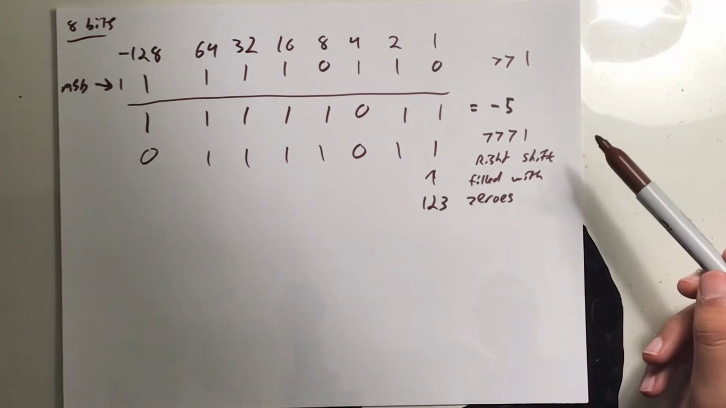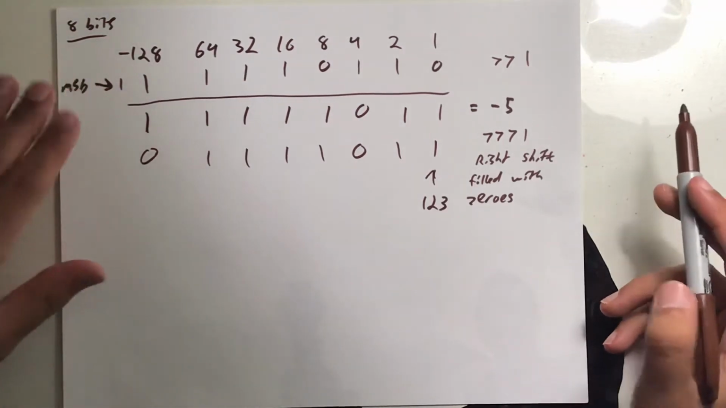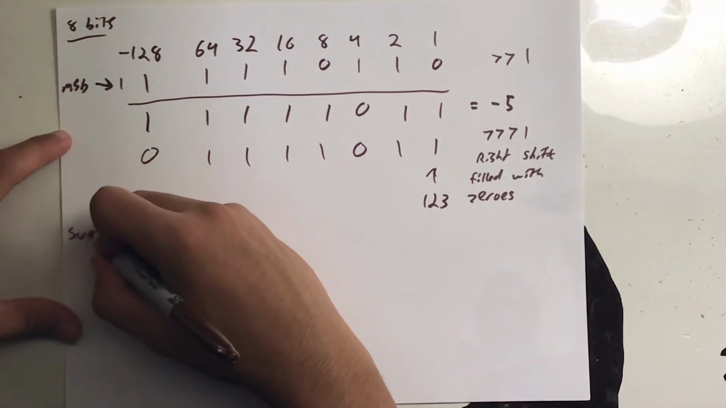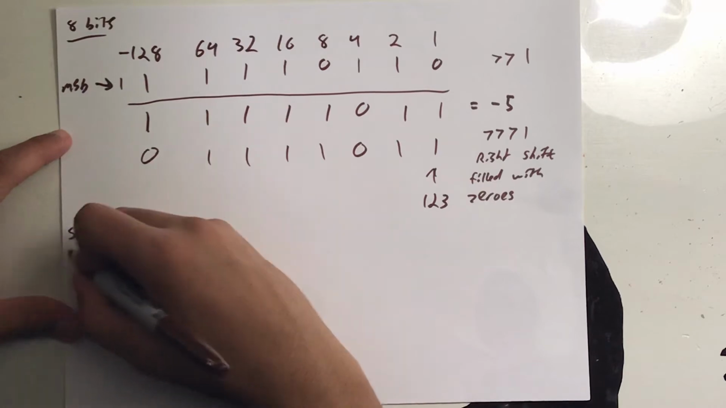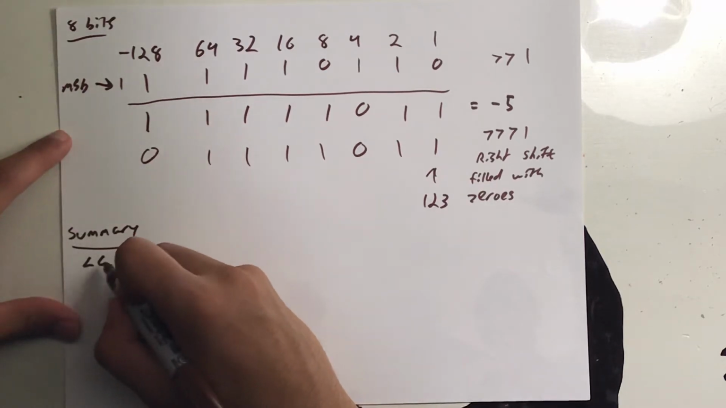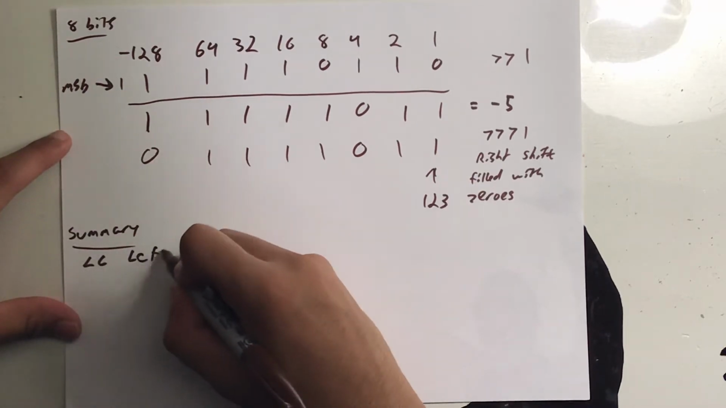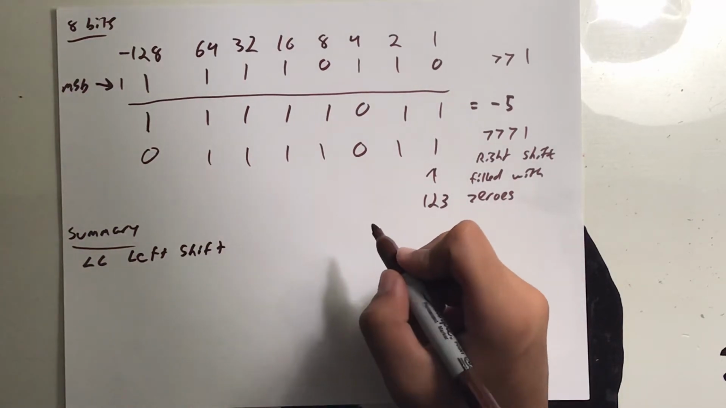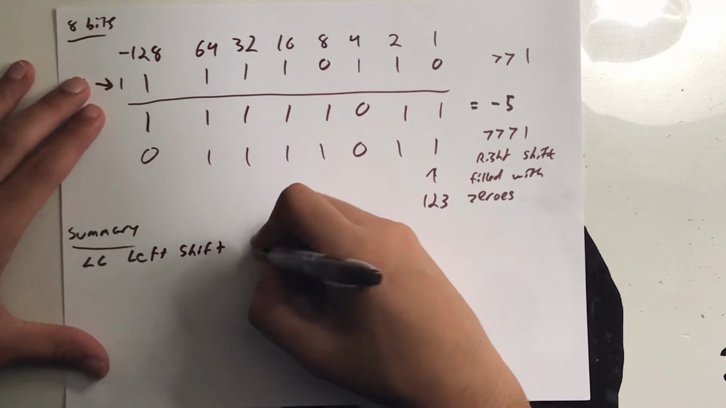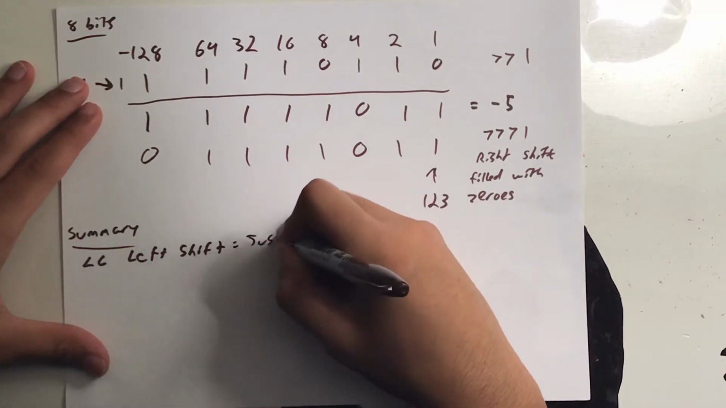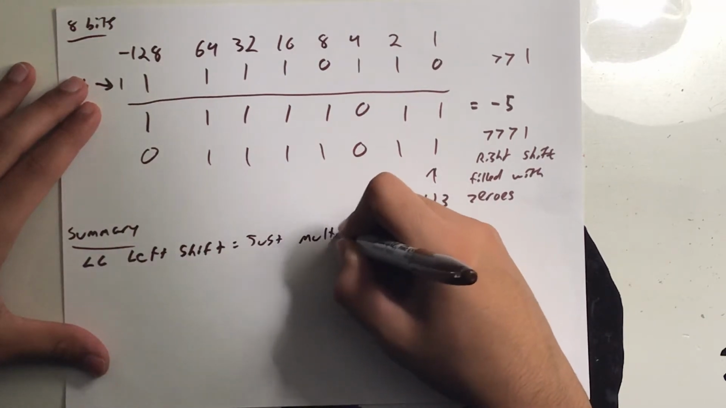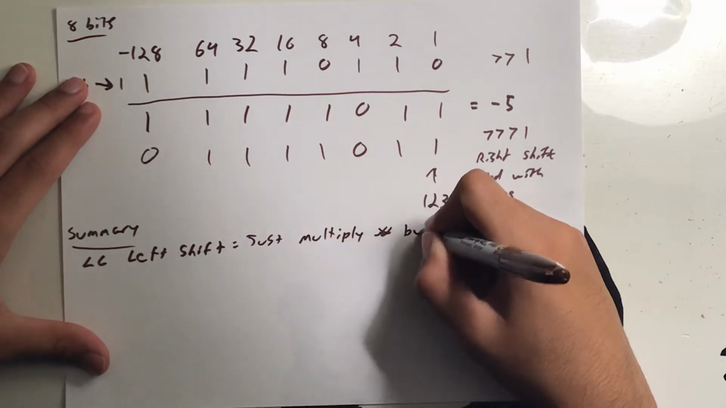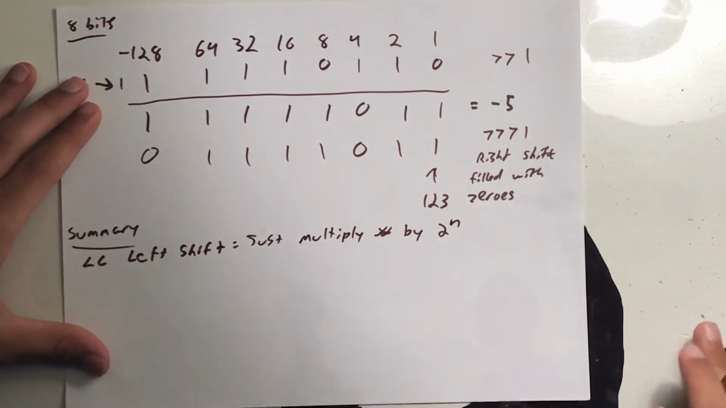But let me give you a quick summary before I get into what I just said earlier. When you left shift, you don't have to worry about converting the number into binary. Just multiply the number by 2 to the nth power. Always. Okay?